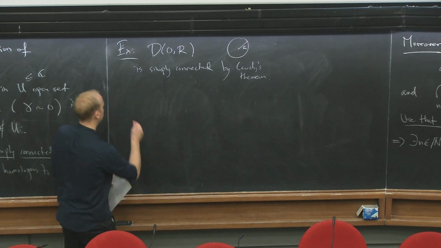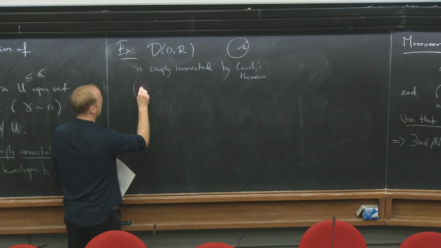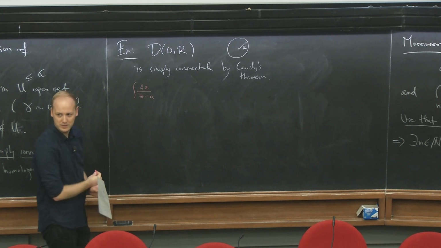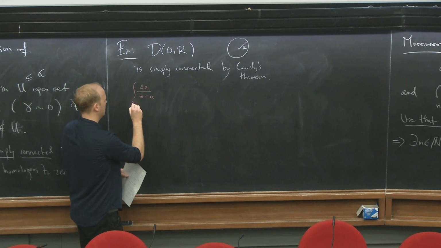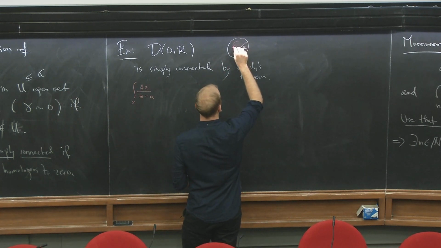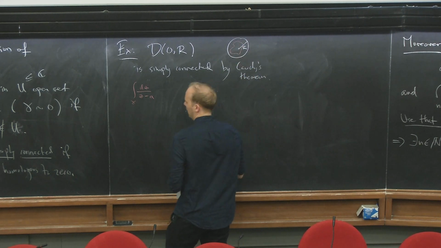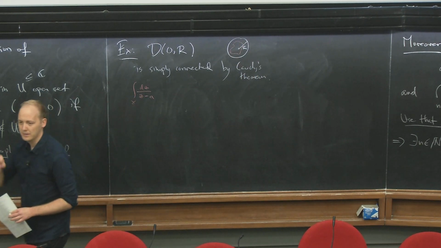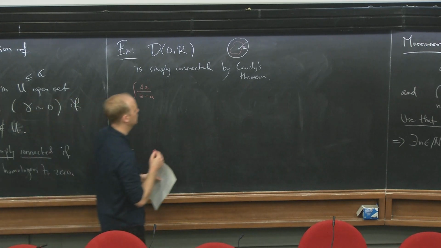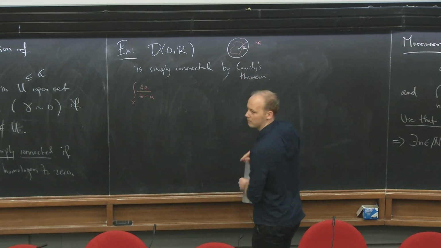Exactly. So I'm looking at the integral. What I have to do is look at this integral dz over z minus a, and I want this to be 0. So gamma is some curve inside here. And then I want to take a outside of my disk, outside of U. So a is here.